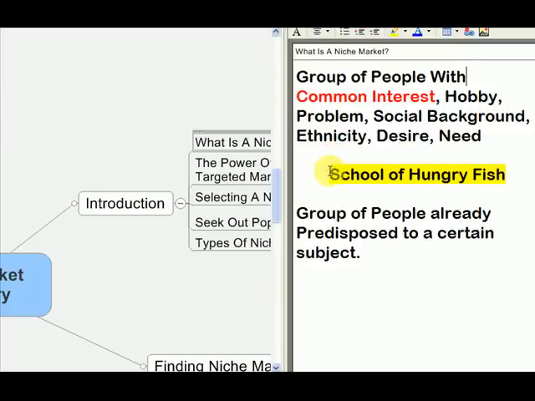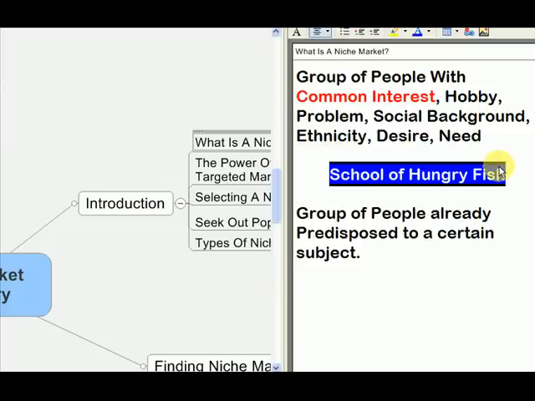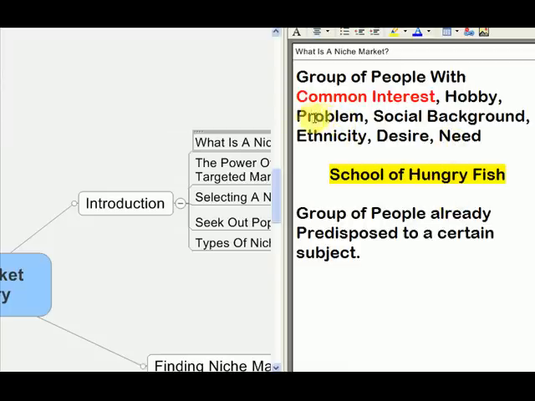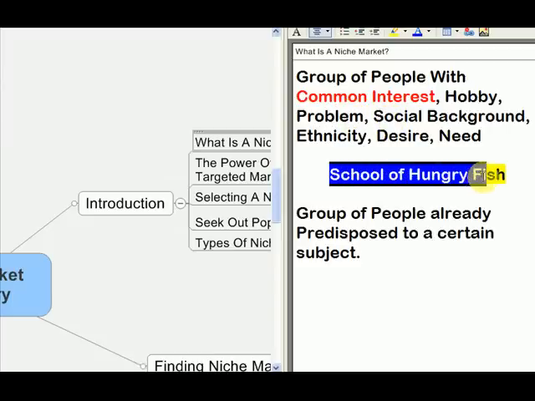Another way to look at a niche is a school of hungry fish. What I mean by this is if people have a common interest, hobby, problem, social background, ethnicity, desire, or need, it means they're hungry for information that addresses those concerns. So if there's a group of people with a common problem like lower back pain, think about all the people that have lower back pain. The school of hungry fish concept means they're desperate to find a solution to that problem.